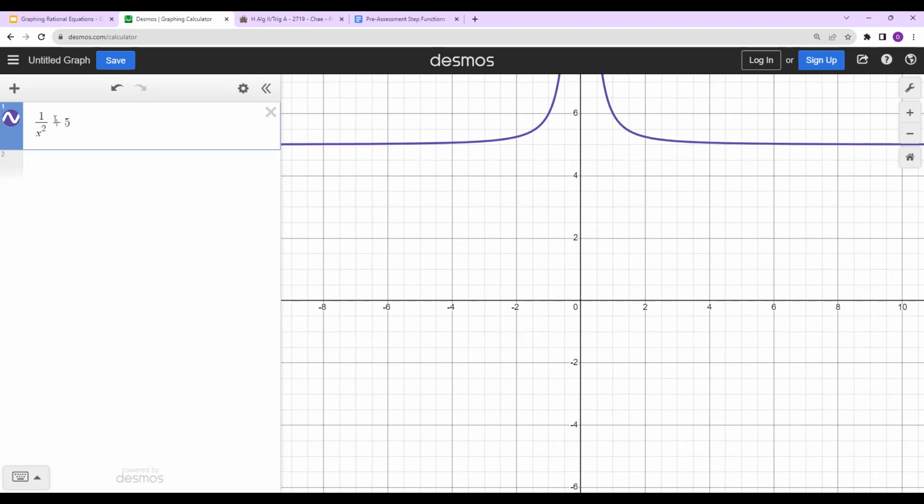Good question. You only have to do domain and range for that last problem. It's not going to be for every single one. Just the last problem, on both of them.